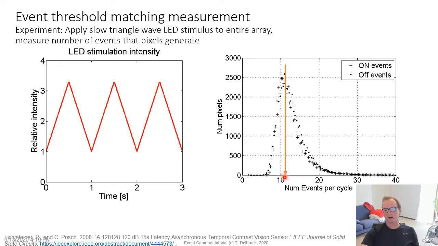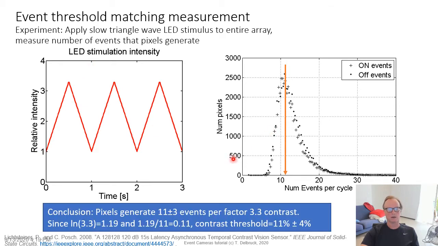We can see the mean here is about 11 events per cycle for a contrast of 3 to 1 in intensity. So the conclusion from this measurement is that pixels generate 11 plus or minus 3 events per factor of 3.3 in contrast. Since the natural log of 3.3 is 1.19, and 1.19 divided by 11 events is 0.11, we can conclude from this experiment that the contrast threshold is about 11% plus or minus 4%. And so that's how you measure in a DVS pixel the matching, or the fixed pattern noise, in the contrast threshold.